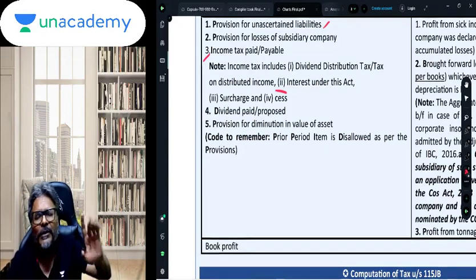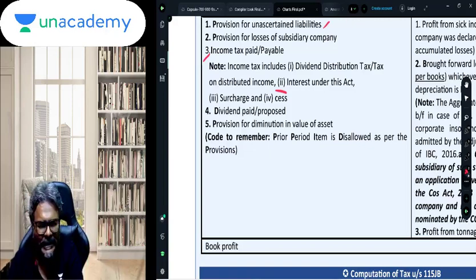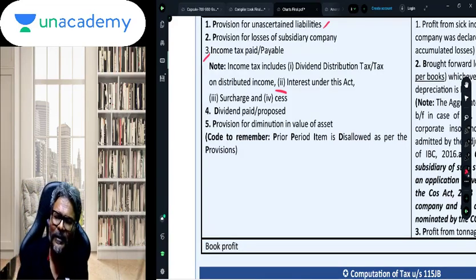I am talking only about the normal provision, because as far as book profit computation is concerned, if it is a provision for gratuity, then definitely there is no requirement of any further adjustment in computing the book profit.